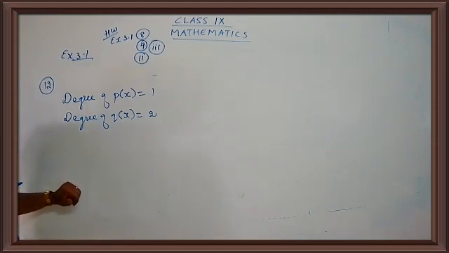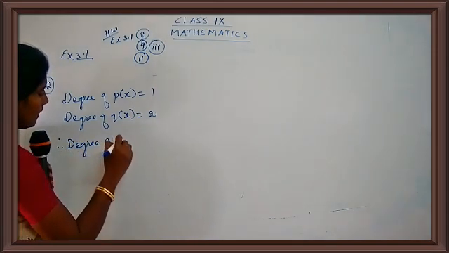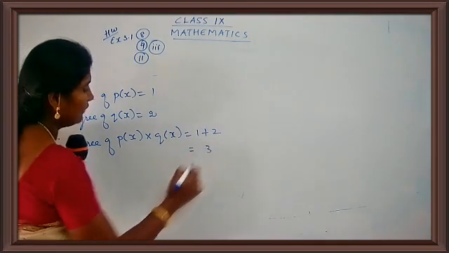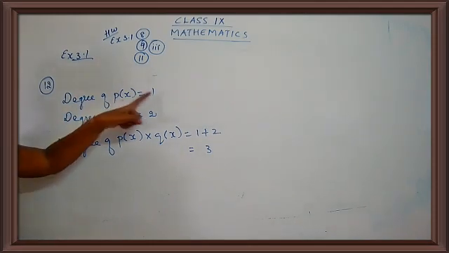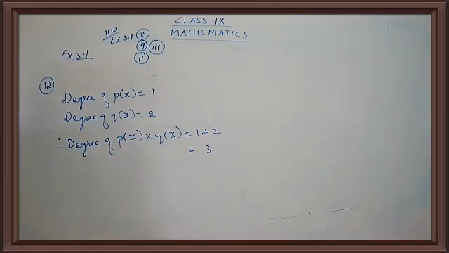So degree of Qx is equal to 2. Therefore, degree of Px into Qx will be 1 plus 2. How do we find the degree of Px into Qx? When you multiply, you have to add the degrees. So you have to add 1 and 2. What is 1 plus 2? 1 plus 2 is equal to 3. So what is the degree here? The degree is 3. If the degree is 3, what type of polynomial is it? It is a cubic polynomial.